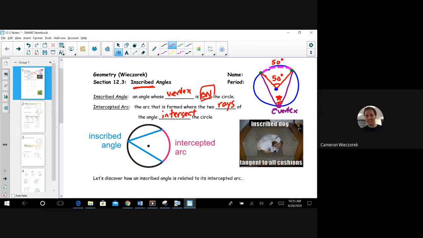You know, intercept means like to catch. If you intercept a football, you caught it. This is where the circle caught the arc.